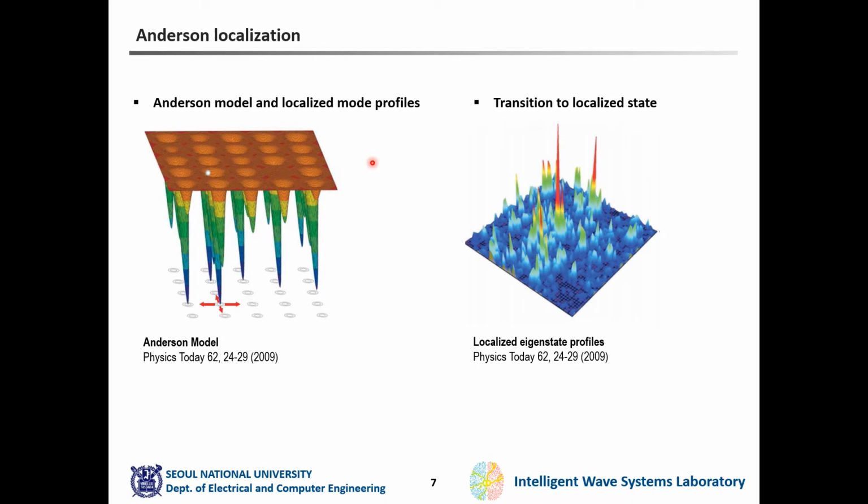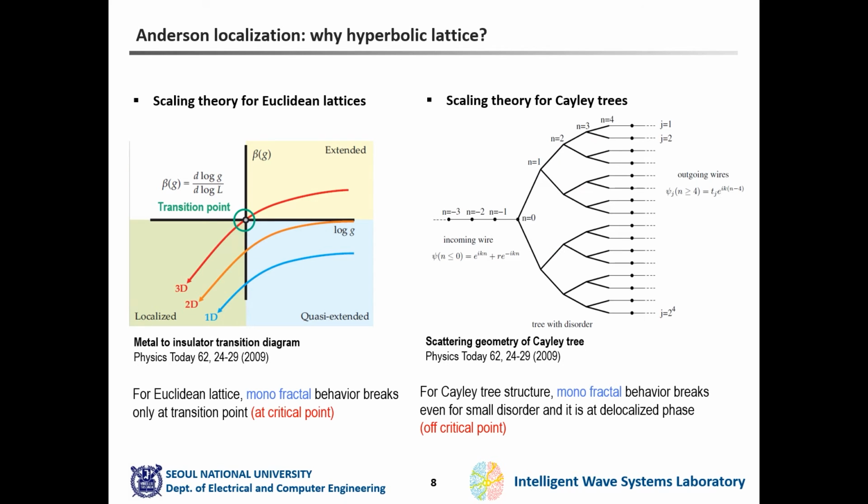An extended state is characterized by a uniformly distributed wave function, and a localized state is characterized by a few lattice sites with large amplitude and exponential decay around them. As disorder is increased, the state transitions from an extended state to a localized state. You can see how a localized state mode profile looks in the right figure. The motivation to study Anderson localization in hyperbolic lattices is presented on the next slide. Before that, let me briefly introduce the scaling theory of Anderson localization.